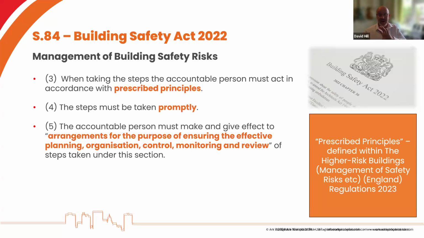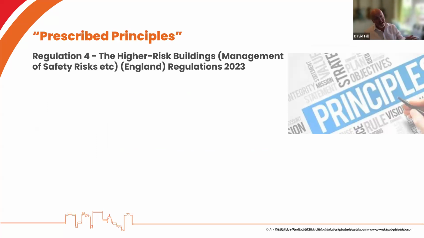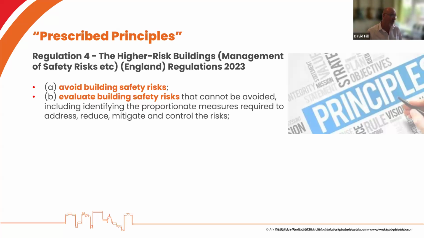The prescribed principles are actually outlined within the Higher Risk Buildings Management of Safety Risks regulations. I just want to quickly jump into that. Regulation 4 of that piece of legislation sets out 10 very clear steps and principles upon which you should be managing risk. The first idea is to avoid building safety risks. That's very obvious. The next thing is to evaluate building safety risks that cannot be avoided, and identify proportionate measures that are required to address, reduce, or mitigate, and then control those risks.